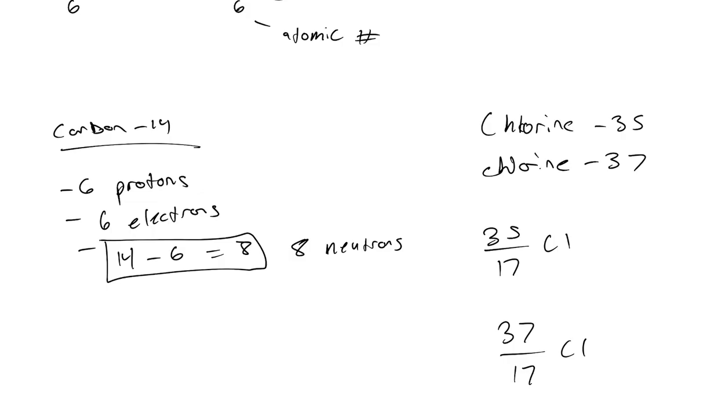So as a quick recap, isotopes are simply the same element with a different number of neutrons. They have the same protons, they have different mass numbers, they have the same chemical properties, and they're important in dating, medicine, and atomic mass calculations.